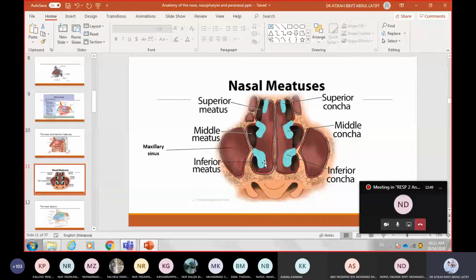So when we learn about sinuses, we will know why there are these meatuses, because the air from the sinuses will drain into these meatuses. Okay, for example, here you can see this is the maxillary sinus. So air from the maxillary sinus will drain inside the middle meatus, for example. So we will talk about the meatuses more when we talk about the sinus in a bit.